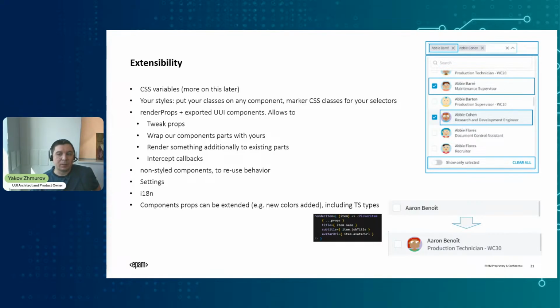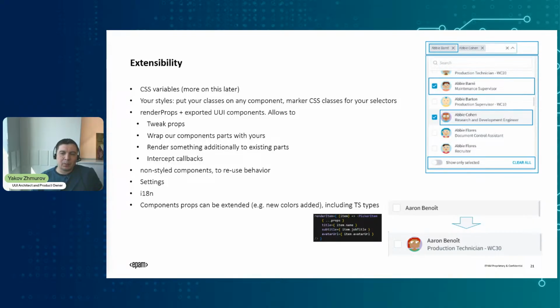Instead of bringing some rarely used features into the library, we build customization APIs and give users examples of how to use them to achieve their goals. There are many ways to customize UUI. There is a flexible themes system, which we'll cover later. All components allow putting CSS classes on them to tweak them with your styles. We use render props extensively, allowing to replace parts of components. On the right, I've highlighted replaceable parts of the picker component.